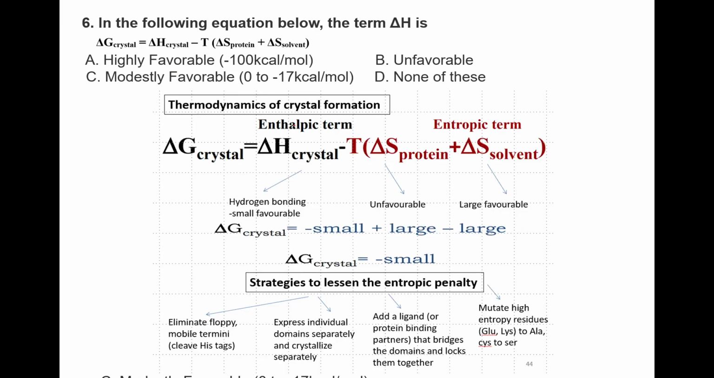Okay, so if not, then okay. In the following equation below, the term delta H is... So delta H is this enthalpy term. As we discussed today, the enthalpy term of the crystal formation is modestly favorable. Remember, it was written as minus small, right? It is favorable because of the formation of hydrogen bonding. So the answer to the question here will be C. The sixth answer will be C.